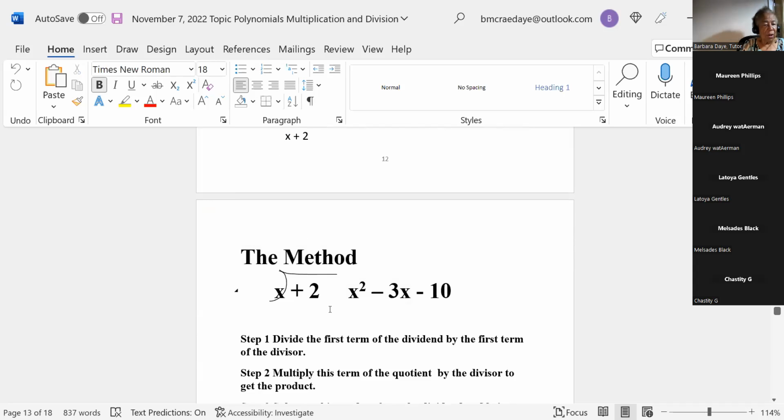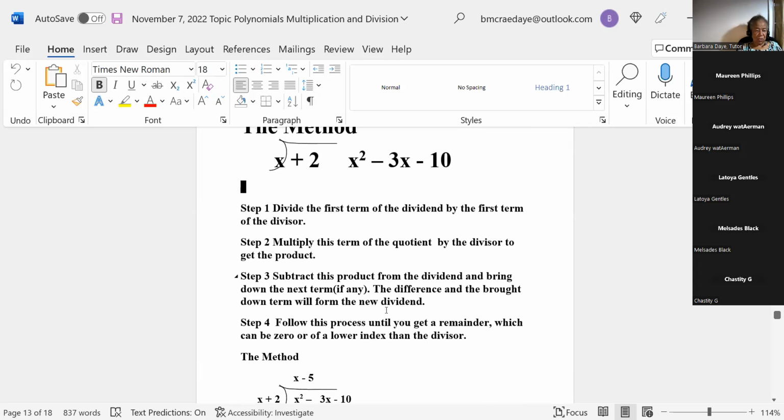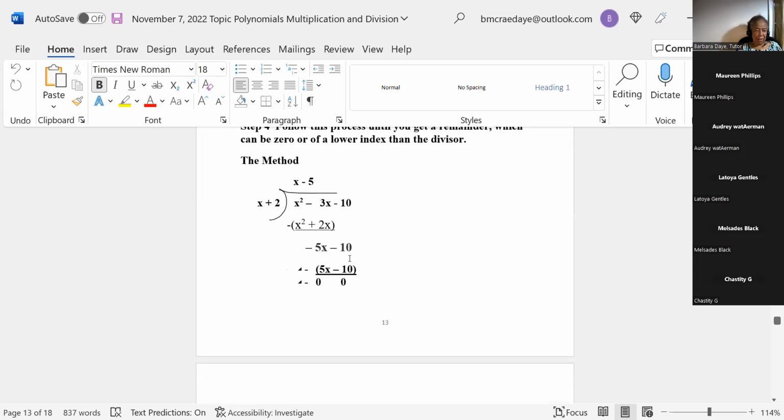Well, it's kind of hard because I did this with a drawing. This x plus 2 is divided into here. All right. So this x goes into the x squared, and you get x times x, and then you multiply the x by the 2, and that gives you the 2x. And then you subtract. And down here is where you subtract. But once I go bigger, you're not going to be able to see it.